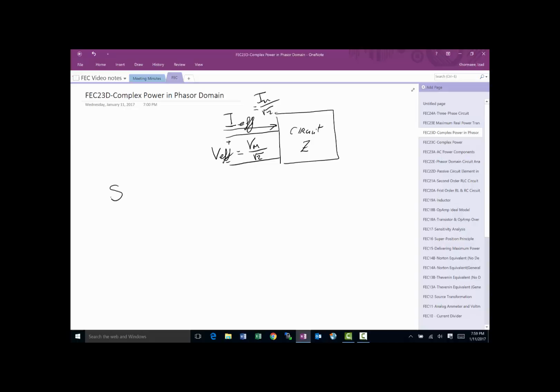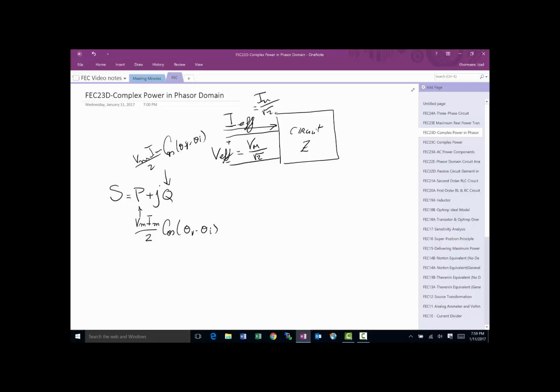We know that complex power is real power plus j reactive power. And we furthermore know the values: real power is Vm Im divided by 2 times cosine of theta v minus theta i. The reactive power is almost the same, Vm Im divided by 2 times sine of theta v minus theta i.